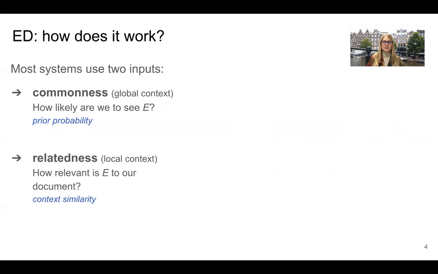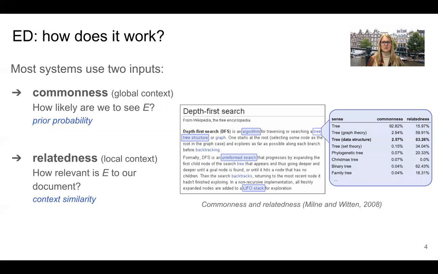How does entity disambiguation usually work? Well, to rank the candidate entities, you can use two inputs. First of them is commonness, how likely we are to encounter this entity in general. And the second one is relatedness, how relevant this entity is for our particular document. A classic example, if you have a text that talks about graphs and we see a mention of a tree, then tree, the plant, is the most common answer, but tree, the data structure, is the most relevant one.